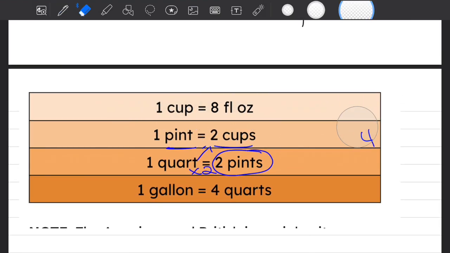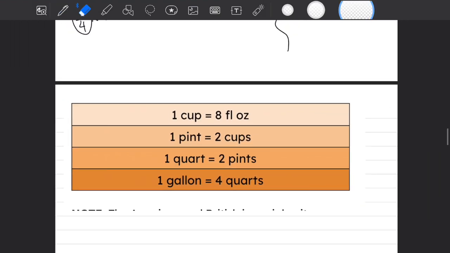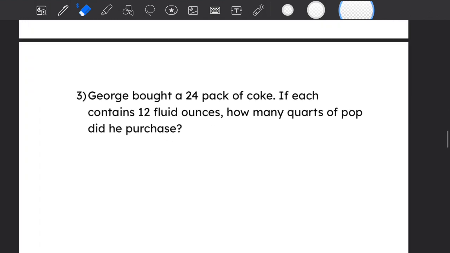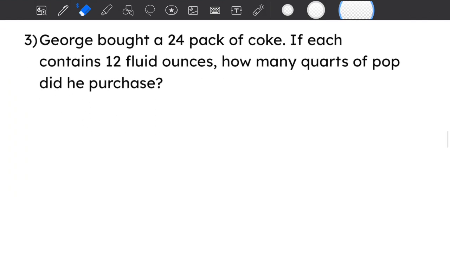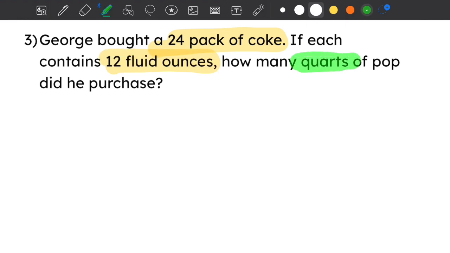All right, let's move on to the next question. I'm going to clean this up because I'm going to use it very soon. The next question says, George bought a 24-pack of Coke. If each can of pop contains 12 fluid ounces, how many quarts of pop did he purchase? Okay, so this question is a multi-step question. We need to organize our thoughts first and see what's given to us, what steps we're going to take, and create a plan.